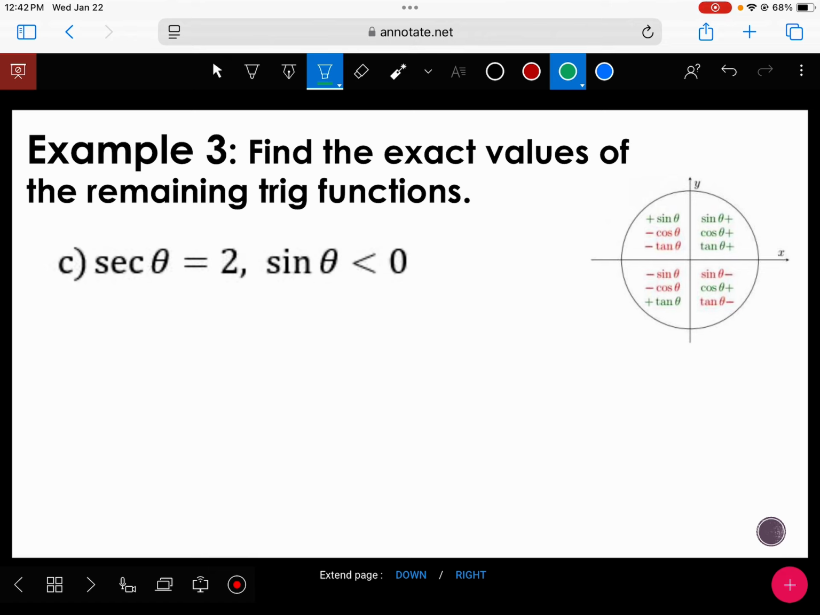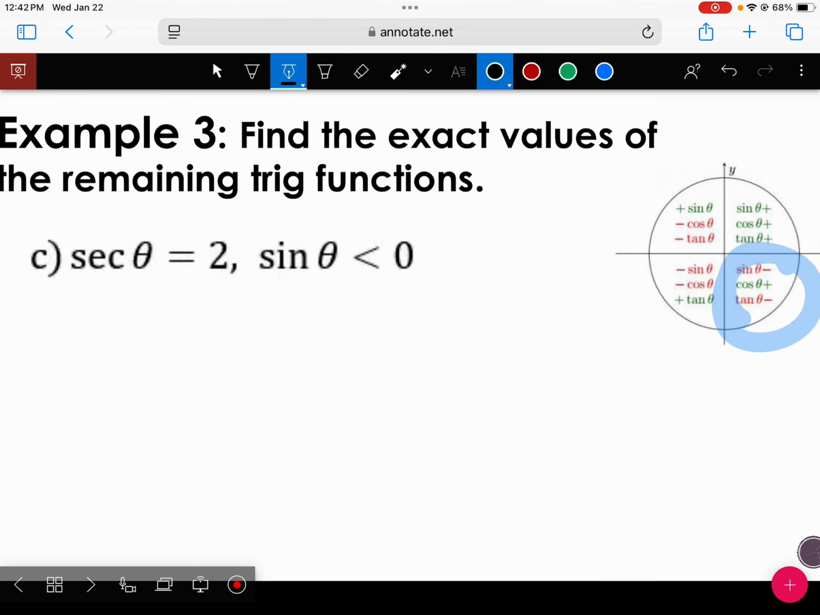Nothing's negative in quadrant 1 though. So let's all agree we're not in 1, because sine is negative. All right, so show me with your fingers, where are we? Yep, we're in 4, good job. So we're in quadrant 4. And here, the only positives of our answers are going to be our secant and our cosine. Everything else, the other 4, has to be negative.